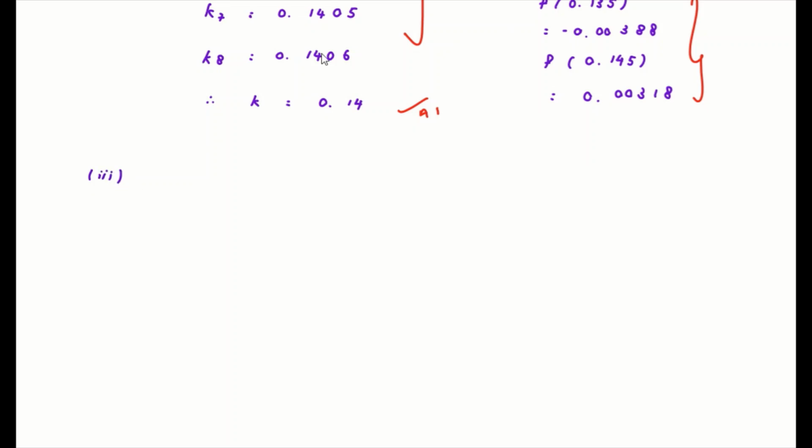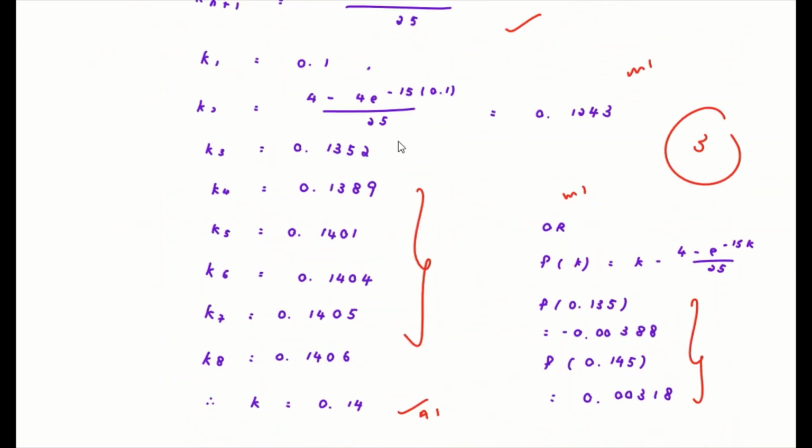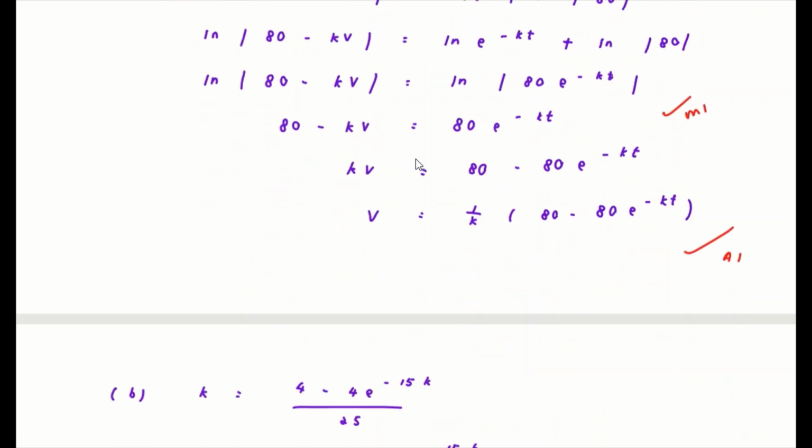Okay, so determine how much liquid there is in the tank 20 minutes after the liquid started flowing, and state what happens to the volume of liquid in the tank after a long time. Okay, so which means we already got the equation for V, right? So we need to substitute t equals 20, then we can get how much liquid is in there. So by using the equation of V that we have here.